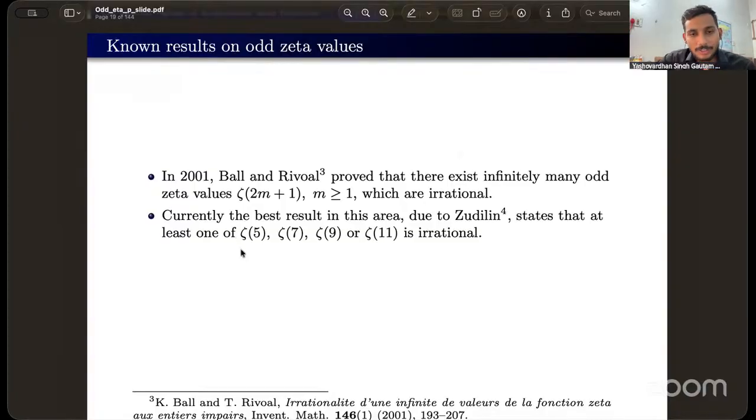So after Roger Apéry's proof, we do not have anything in this direction about whether zeta 5 is irrational or zeta 7 is irrational. Explicitly, we do not know.